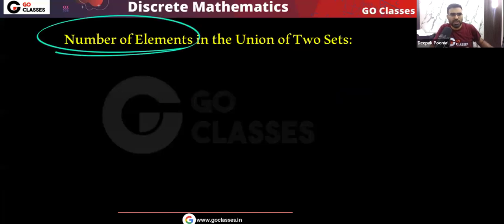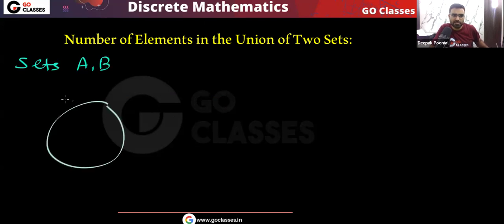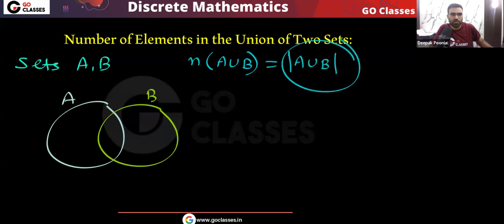Let's see how to find the number of elements in the union of two sets. Let's assume we have sets A, B. Let's assume this is the set A and this is the set B. Now we want to find how many elements are there in the union of the two sets A, B. Basically our target is to find the cardinality of A union B, which means the number of elements in A union B. So this is our target.